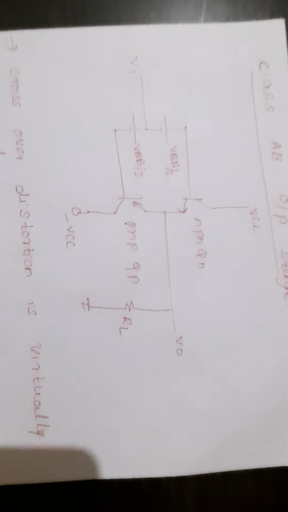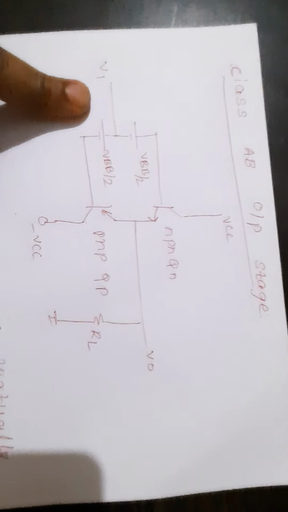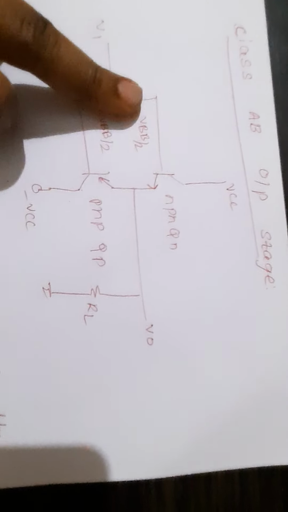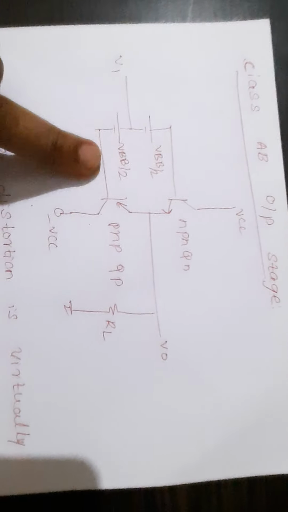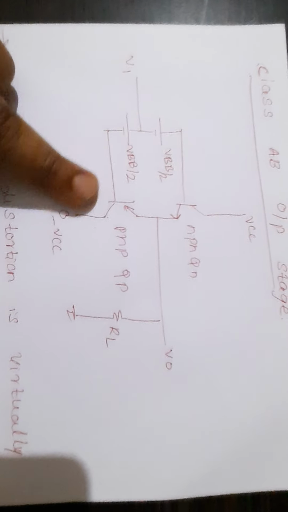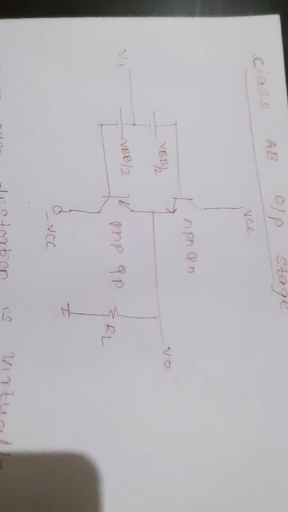So we'll bias with some VBB by 2 voltage so that the crossover distortion is eliminated. Now when V1 is 0, we'll get output voltage as 0 and VBB by 2 will be available at this point. Now we'll go with the circuit operation, the mathematical part.